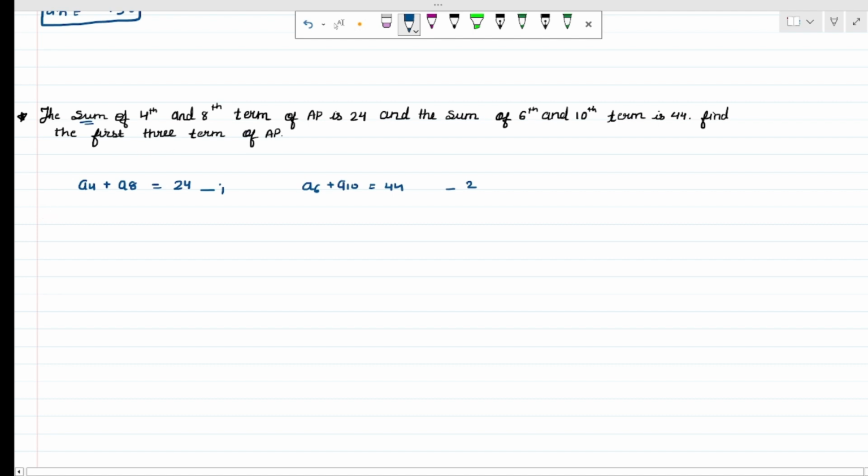In this case, we are not given a single term of the AP. We need to find A, and we need to find D. A is also not given, and D is also not given. So how will you do so? As our question says A4.